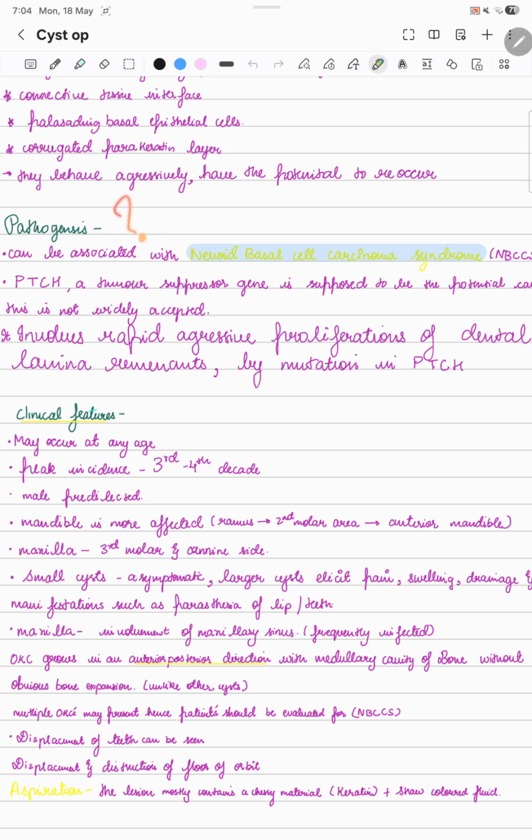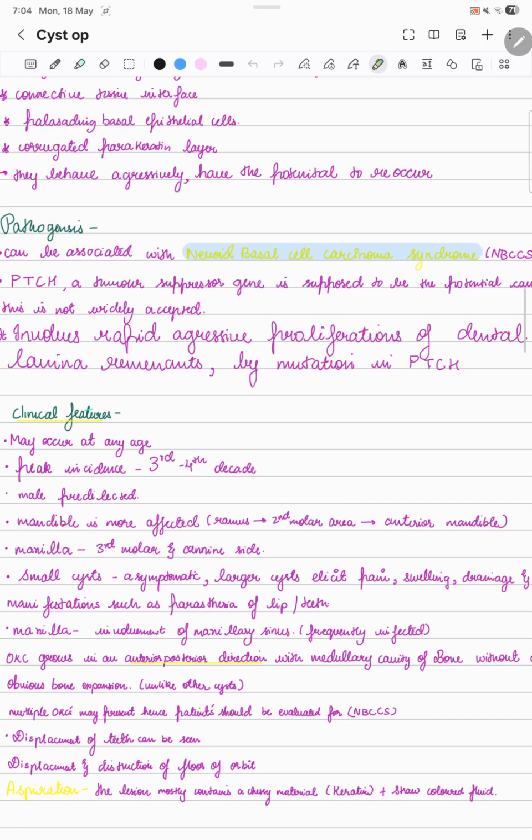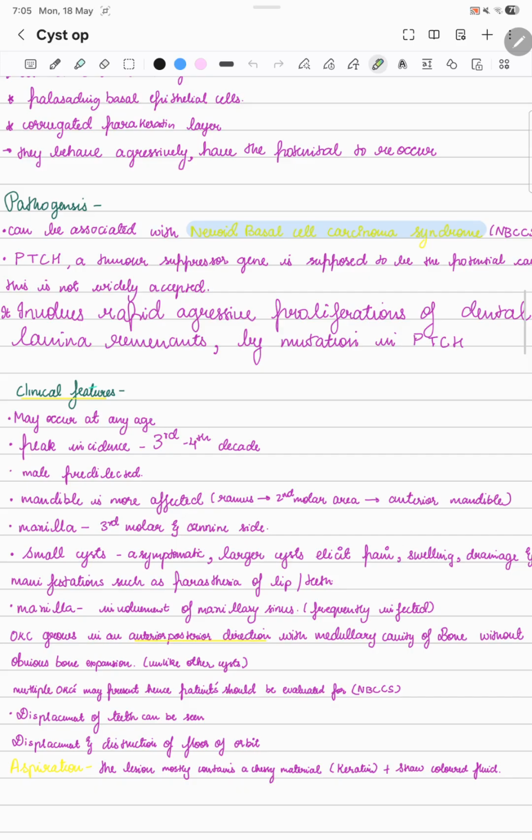Now coming to the pathogenesis. How does this cyst occur? Mainly it can be associated with something called nevoid basal cell carcinoma syndrome, NBCCS. Okay, this is a type of syndrome. What this syndrome does, we will discuss in detail after this video. So this nevoid basal cell carcinoma syndrome involves the PTCH tumor suppressor gene.